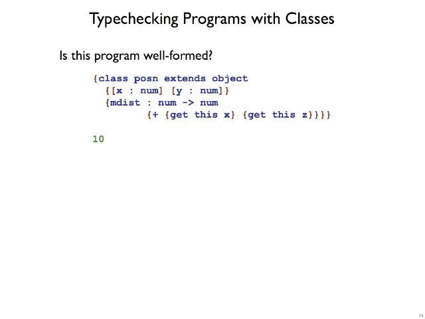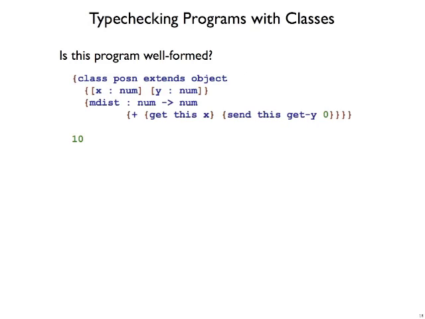Now I've got x and y, I'm using get x and get z. So that's a problem, isn't it? The posin has no z field. And how do we know we need to look in posin? Well, because we're inside the posin class and we're getting it from this, which implicitly must be an instance of the posin class. So our type checker is going to have to figure that out.